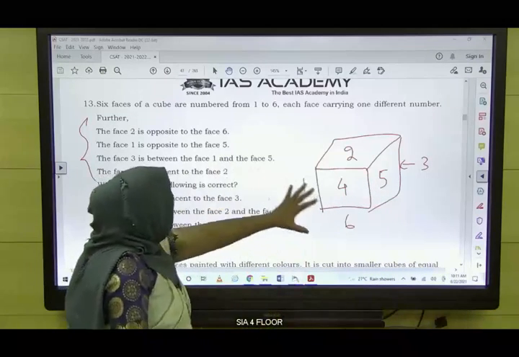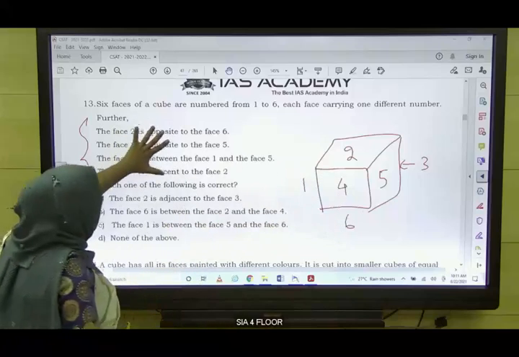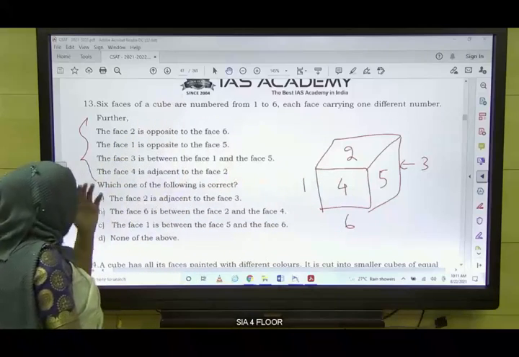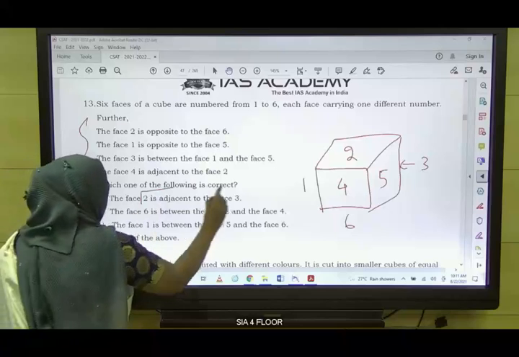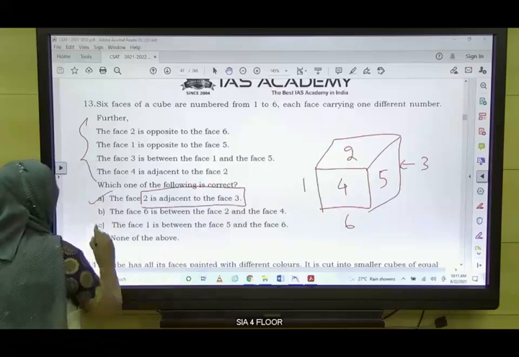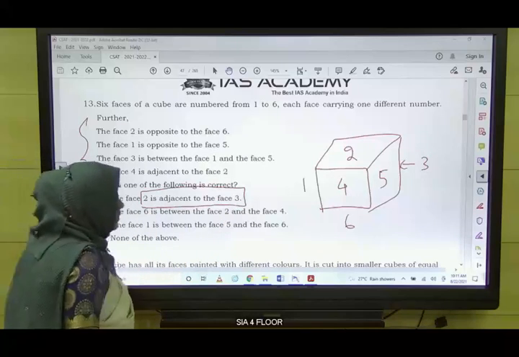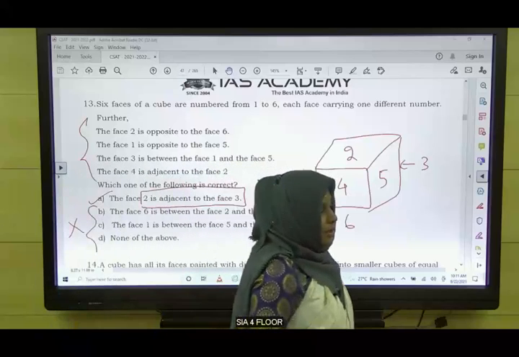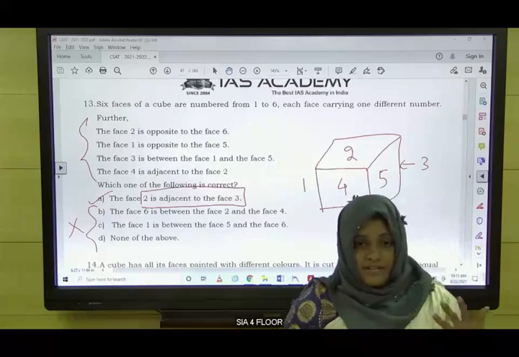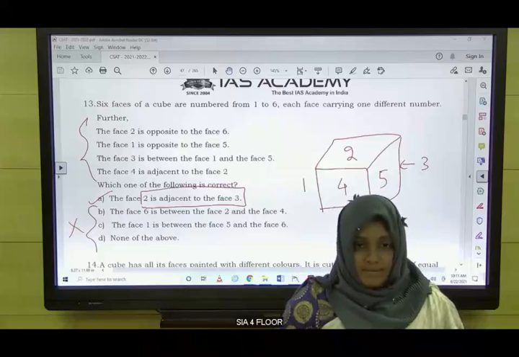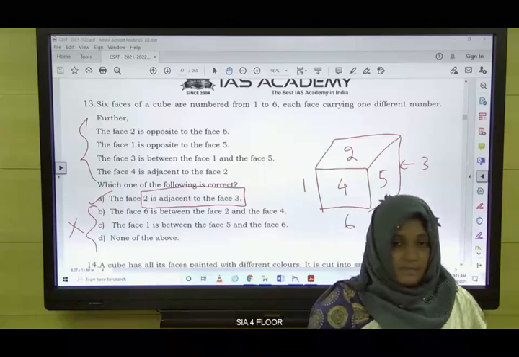Okay, so now this dice is satisfying all the conditions. Now this is eligible to answer the given question. Okay. So which of the following is right? 2 is adjacent to 3 is correct. These are wrong, check and see for yourselves. You'll always find the first one to be correct. Even if you write the numbers in different places, you will get the same answer only.